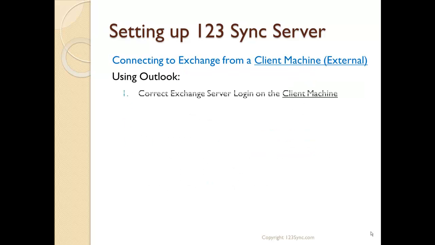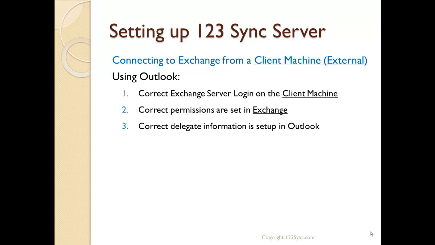So let's address the issue of connecting to Exchange from a client machine. If you use Outlook, get the correct Exchange server login to the client on the client machine. You set the permissions on Exchange, and then you just set up the delegates in Outlook. So now you have the whole environment already set up in order for 123Sync to access it.